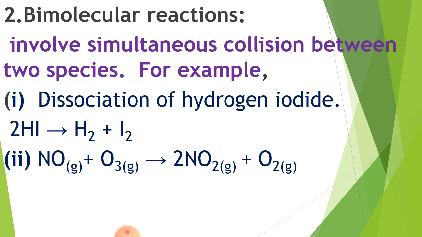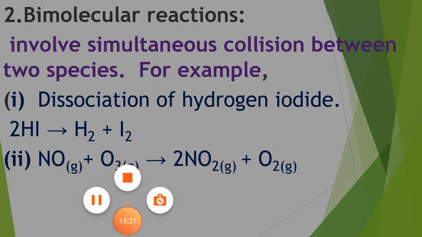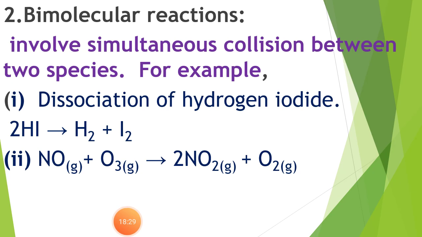Now second, bimolecular reaction. A bimolecular reaction involves simultaneous collision between two species. That's why it is known as a bimolecular reaction. Here some examples are given to explain this. Dissociation of hydrogen iodide, 2HI, that means 2 molecules of HI. This gives H2 plus I2.